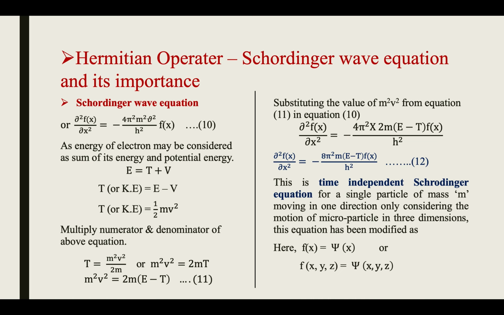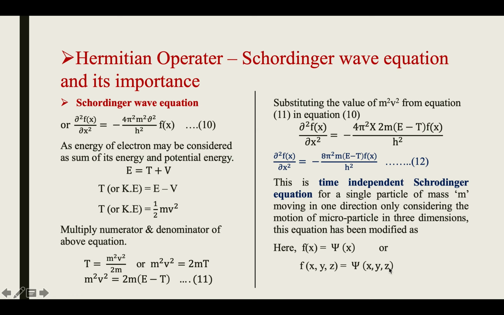So considering the motion of a microparticle in three dimensions, this equation has been modified. Where f(x) is a function of x only, that will become a psi(x) function. For three dimensions, your function will be of x, y and z, so three parameters will be there. Correspondingly, the psi function will also have three different parameters: x, y and z.